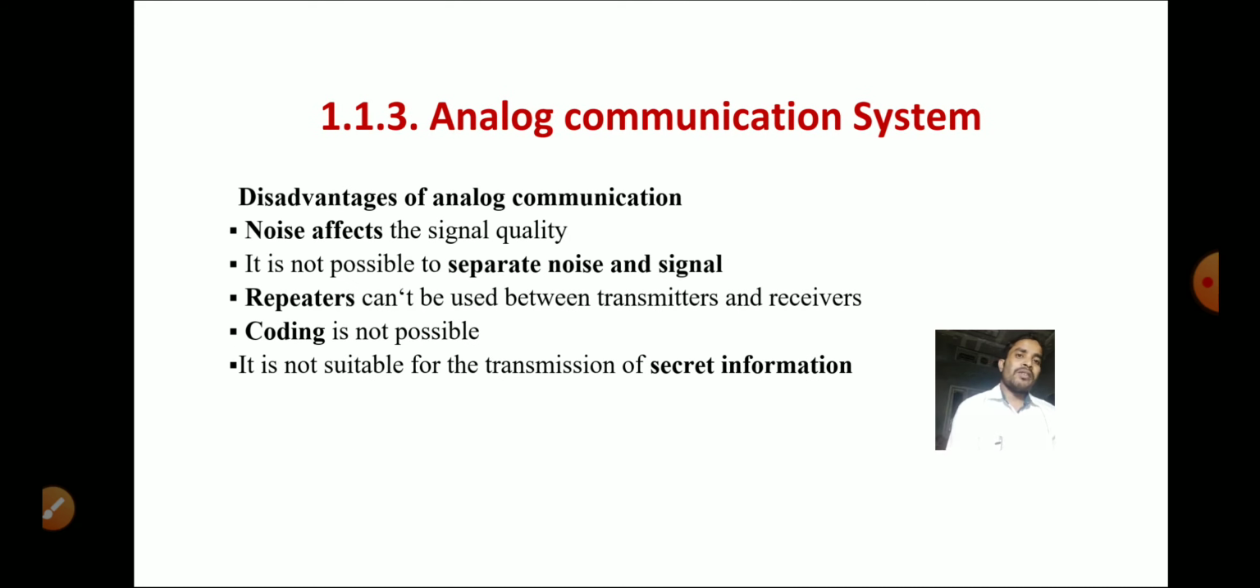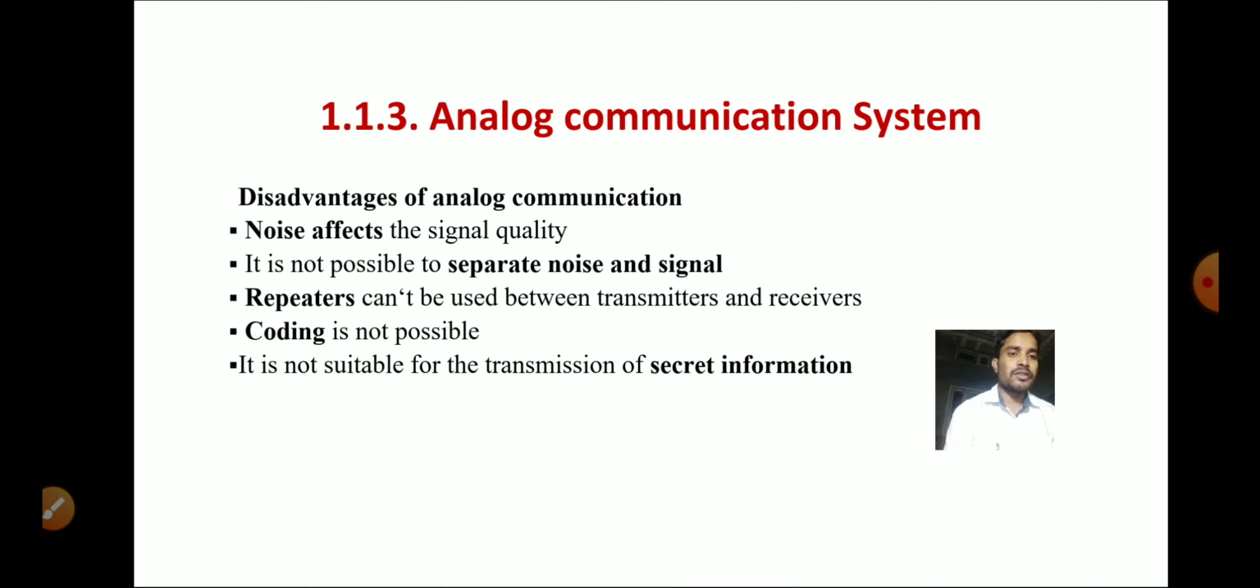Then the disadvantages of analog communication systems. The first disadvantage is the noise effect on signal quality. When noise is mixed with or affects the transmitted signal, the quality of the signal is degraded, and it is not possible to separate noise and signal. In these systems, the separation of noise from the message signal is very complex, so it is usually not possible to separate it out. A repeater cannot be used between the transmitter and receiver.